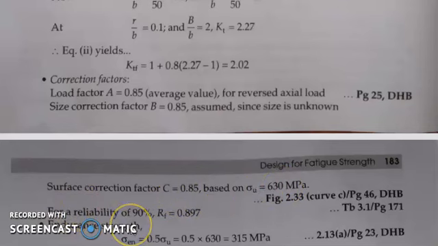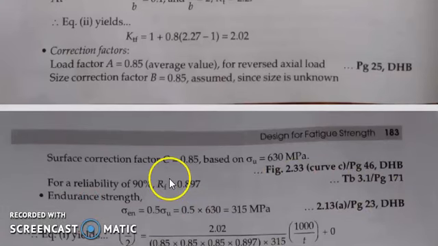For the reliability, here the reliability is given, that is equal to 90%. We can take that value from the page number 171, table 3.1. So using that page number 171 and table 3.1, we will get the reliability factor is equal to 0.89. The endurance strength is calculated, that is sigma En is equal to 0.5 into sigma u. That is the endurance strength for steel is half of the ultimate strength. So we can find that value 315 megapascal.